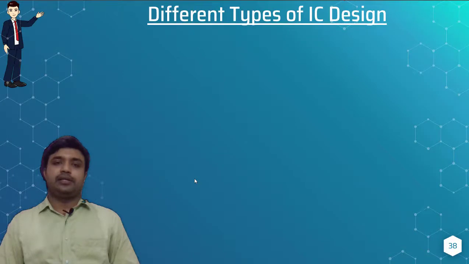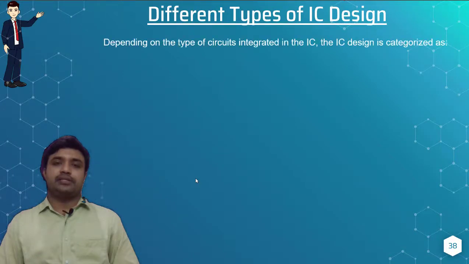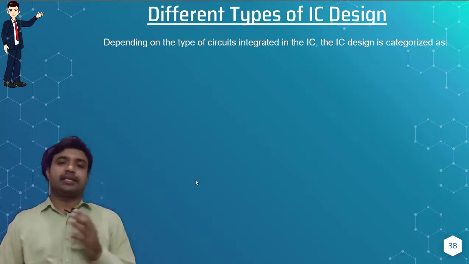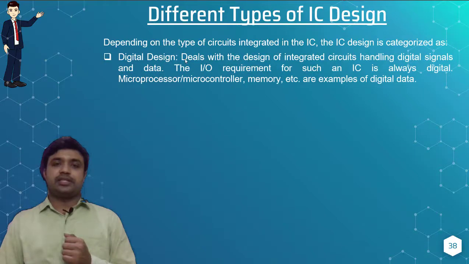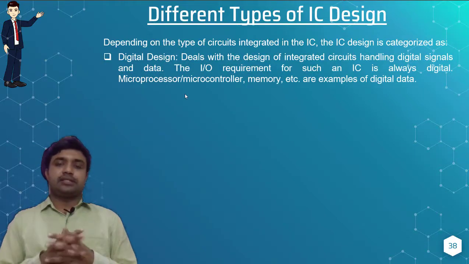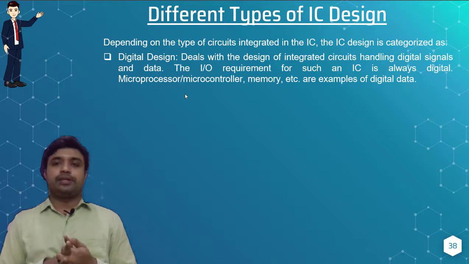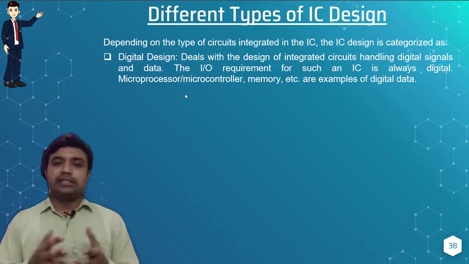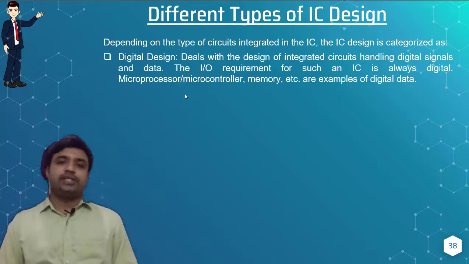Now the different types of IC designs. Depending on the type of circuits integrated, IC design is categorized as follows. First one is digital design, meaning this category of IC is built purely with digital circuits, and it implements digital logic functionalities. It deals with the design of integrated circuits handling digital signals. The I/O requirement for such an IC is always digital. Examples are microprocessors, microcontrollers, memory, etc.